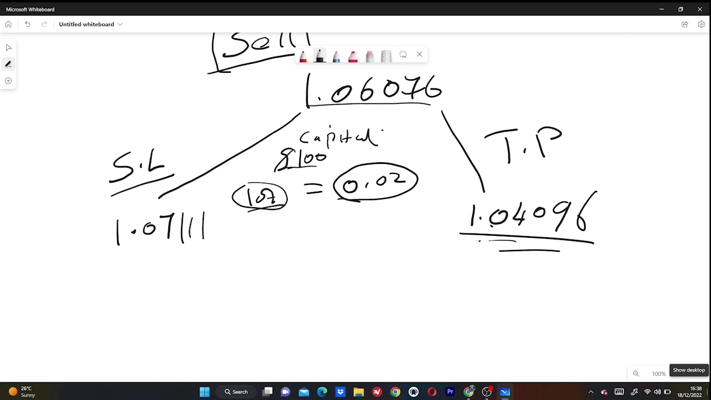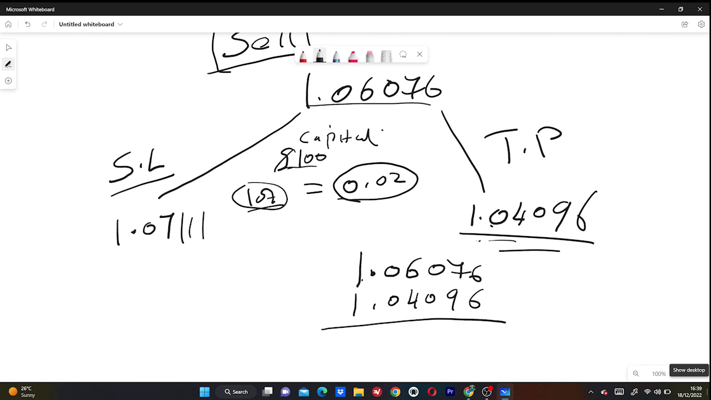Let me just do it here. Okay, 1.06076 minus 1.04096. So this will be 0, this will be 17, which is 8, 9, okay, and we have this one. So we will have 1980 points. Okay, yeah, you come to that.